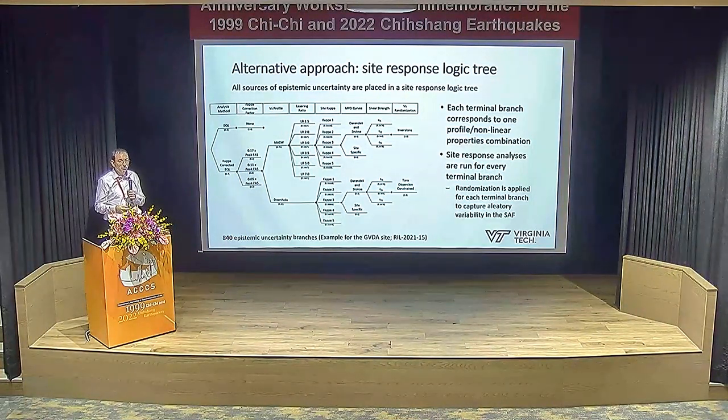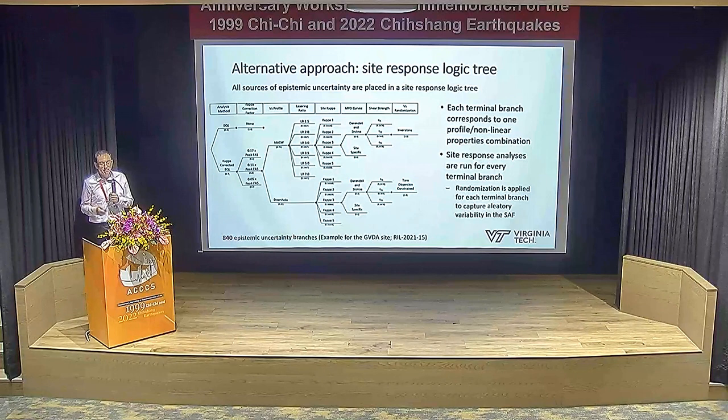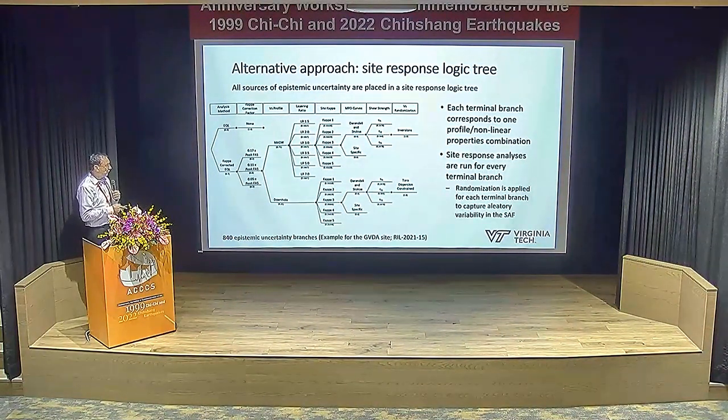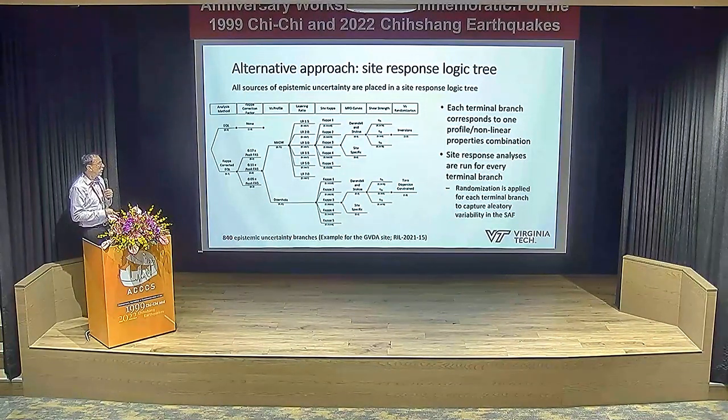We can avoid this by being more systematic in the way we capture the uncertainty. So by capturing the uncertainty in our profiles, using a full capture of the epistemic uncertainty, much in the same way that we do for ground motion models, by building a site response logic tree that accounts for all the sources of uncertainty. This is from a pilot study that was funded by the NRC. It's published in a Research Information Letter in 2021.